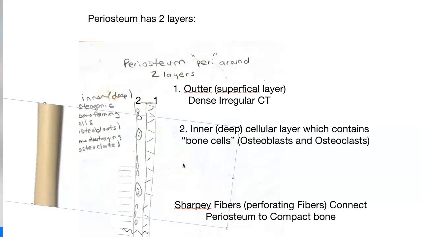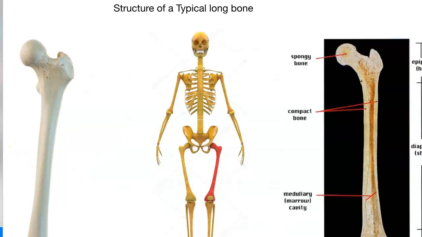So hopefully that kind of makes sense. If you look at your worksheets, I have some other pictures for you to look at this. You need to know what Sharpey's fibers, aka perforating fibers, are and what they are doing. Know that the periosteum has two layers: an outer superficial layer, dense irregular connective tissue, and an inner cellular layer that has two of our bone cells that we'll be talking about shortly. Is that it? Yeah, that's it.